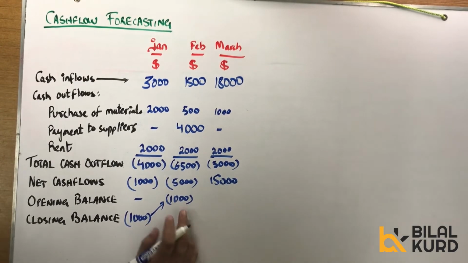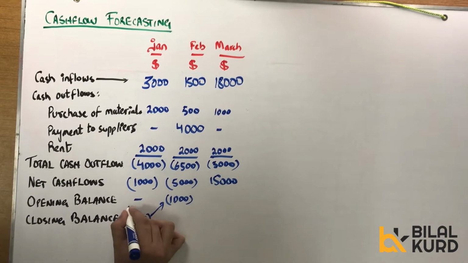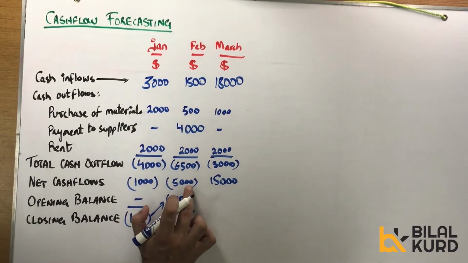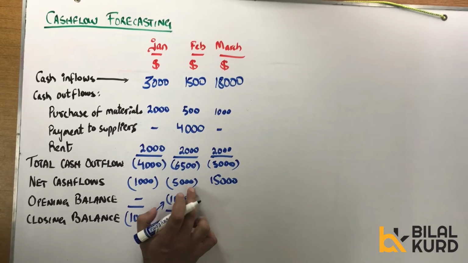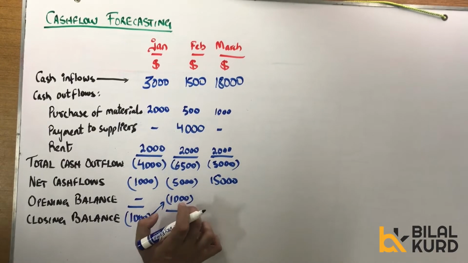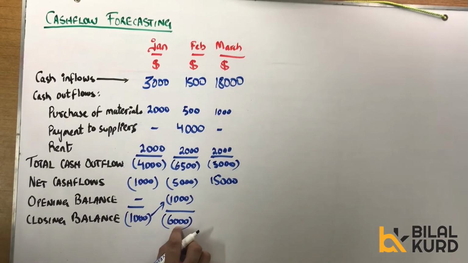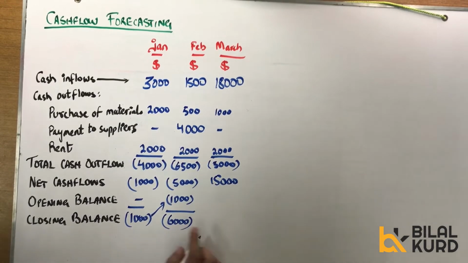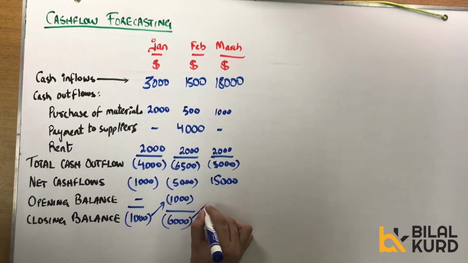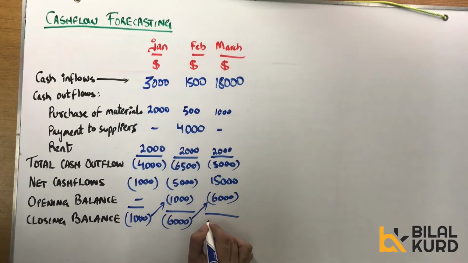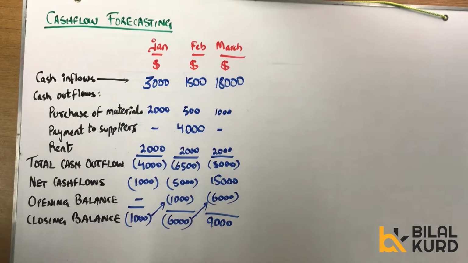Now, in order to calculate the closing balance of February, you had a net cash flow that was negative 5,000, and you even have a negative net cash flow from the month of January that was 1,000. So in other words, by the end of February, you are left with a liability or cash outflow amounting to 6,000. Now this closing balance will automatically become the opening balance of the next month, that is March. And the closing balance for March will become 9,000.